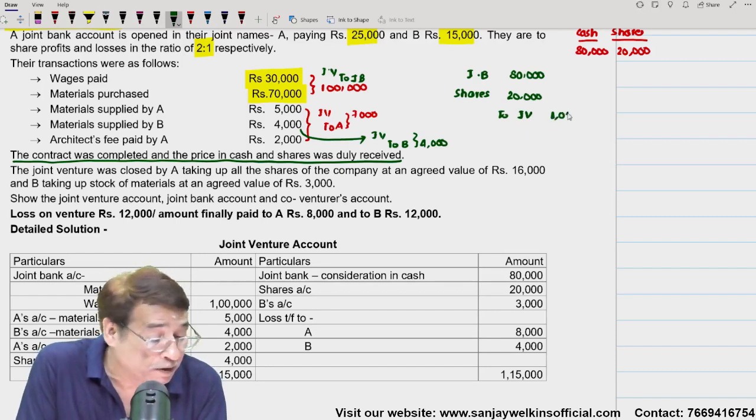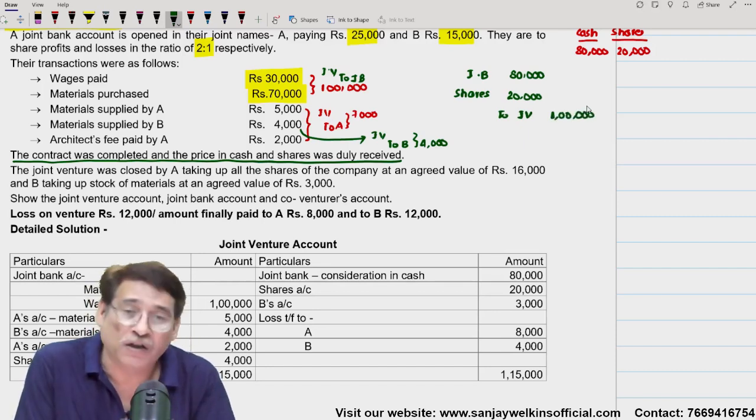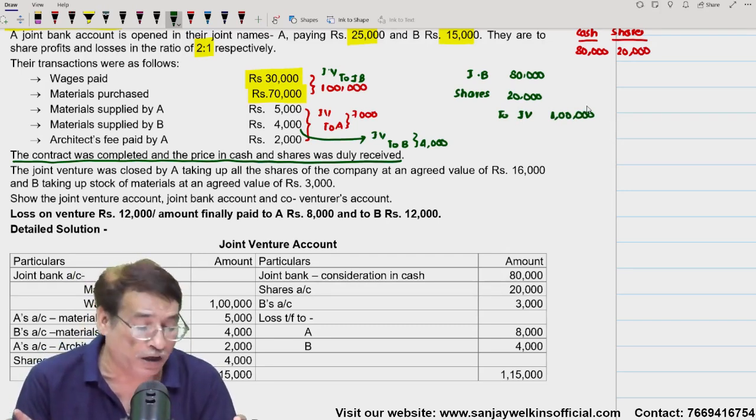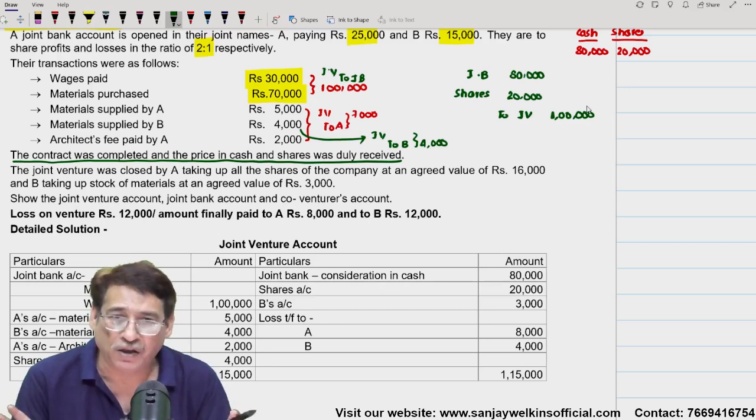That is 1 lakh. Is it clear to you or not? So joint bank account debit, shares account debit to joint venture account, 1 lakh, 1 lakh. Is it clear? So this is how we are going to pass the entry for this.